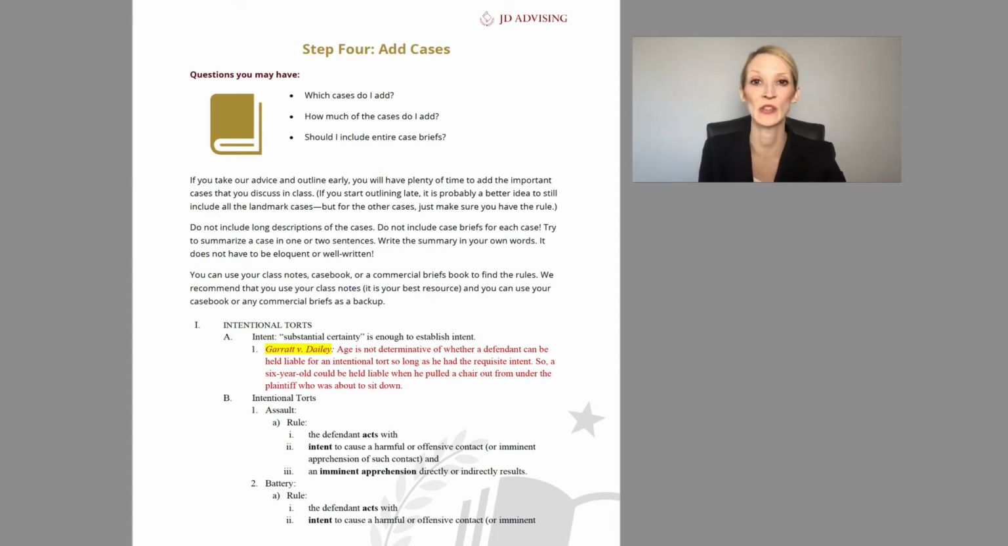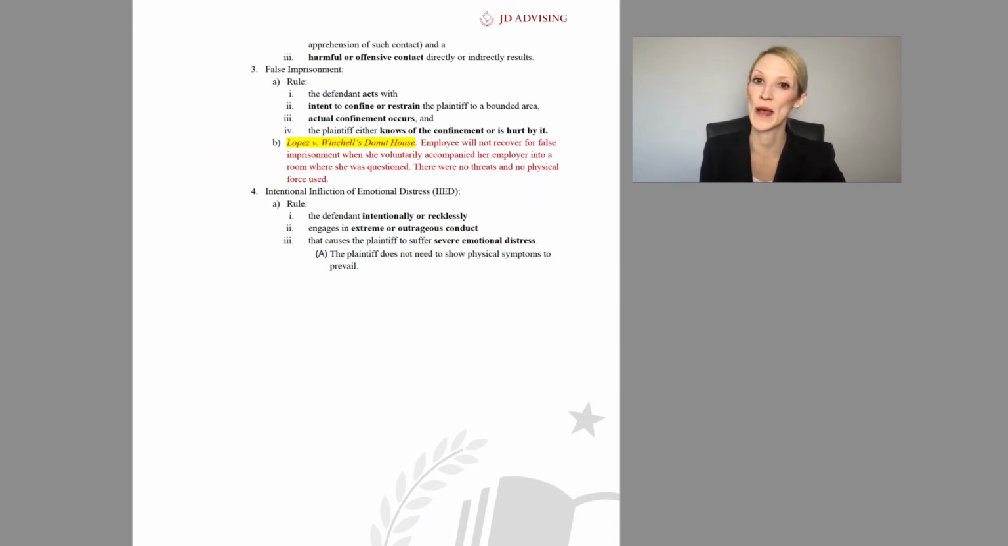And you can add the case right where it belongs in your outline. For example, Garrett v. Daly illustrates intent. It says age is not determinative of whether a defendant can be held liable for an intentional tort so long as he had the requisite intent. So a 6-year-old could be held liable when he pulled the chair out from under a plaintiff who was about to sit down. That tells you the exact facts, the exact law, written in one concise paragraph, and that's basically how cases should look in your outline. You can see there's another case here, the Lopez case, which illustrates false imprisonment, and it's right under false imprisonment in your outline.